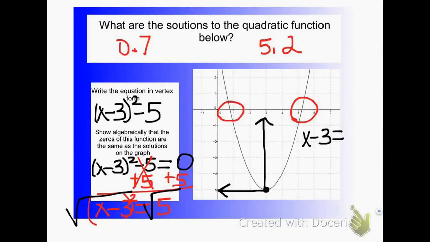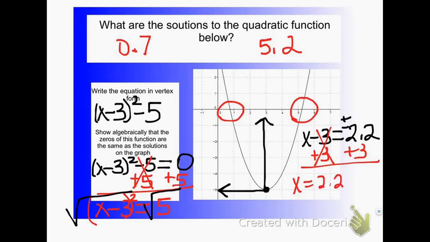Now the square root of 5, if you put it in the calculator, is going to be something like 2.2 if I round. Now remember, if I square that, I get 5. But also if I square negative 2.2, I'm going to get 5. So what I need to do is eliminate my negative 3. So I'm going to add 3 to both sides. And I need to find both of my solutions. So I know that x can equal 2.2 plus 3, which is the same thing as 5.2. And that is my first solution.